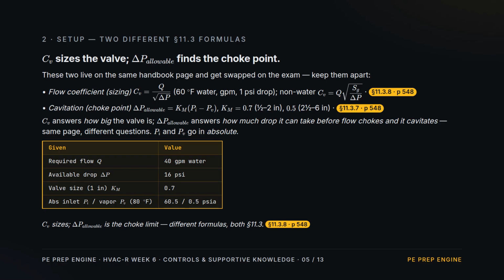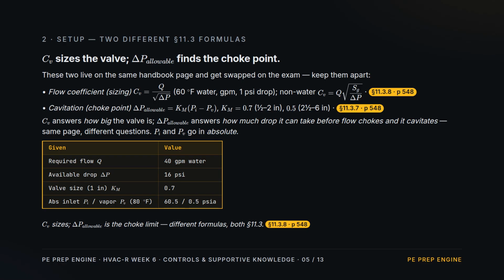The cavitation formula finds the choke point. Allowable delta P equals Km times inlet pressure minus vapor pressure, with Km 0.7 for half to 2-inch valves and 0.5 for the larger sizes, and both pressures are absolute. CV answers how big. Allowable delta P answers how much drop before the flow chokes and the valve cavitates.